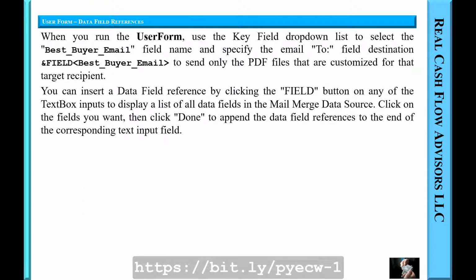You can insert a data field reference by clicking the Field button on any of the text box inputs to display a list of all data fields in the Mail Merge data source. Click on the fields you want, then click Done to append the data field references to the end of the corresponding text input field.